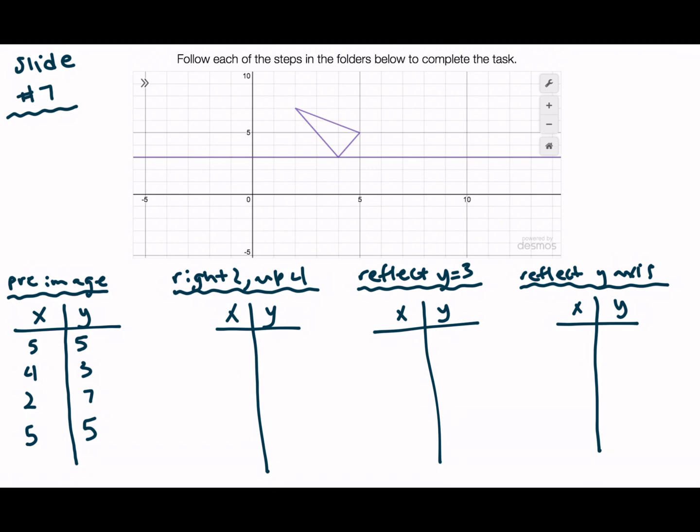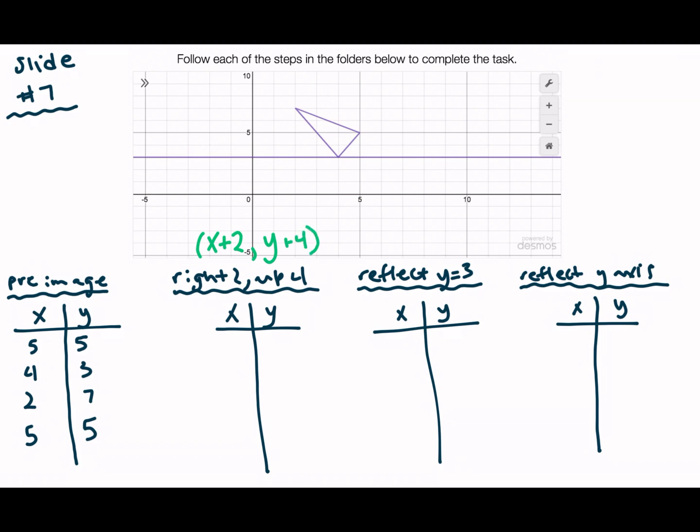And what we're going to do is take each of those coordinates and transform them based on the transformation. Our first transformation is a translation, and it asks us to go right 2 and up 4. Since we're going right, that's the positive direction, so we're going to take every x coordinate and add 2 to it. We're going to take every y coordinate and add 4.